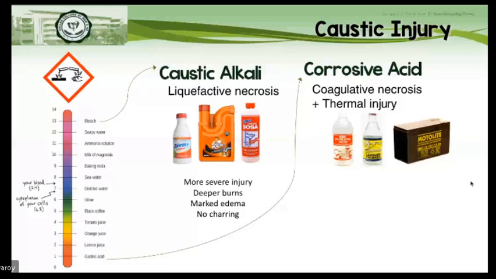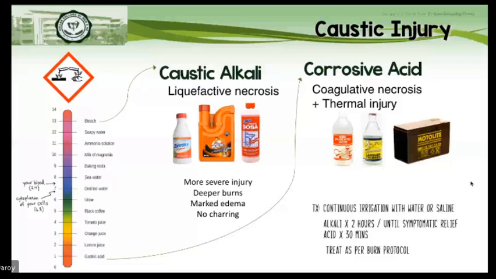Treatment for chemical burns includes, first and foremost, dilution of the offending agent, typically by applying distilled water or saline for at least 30 minutes for your acidic burns and at least 2 hours for alkaline injuries. Then, it is treated as per burn protocol like other burn injuries once the depth of injury is assessed.